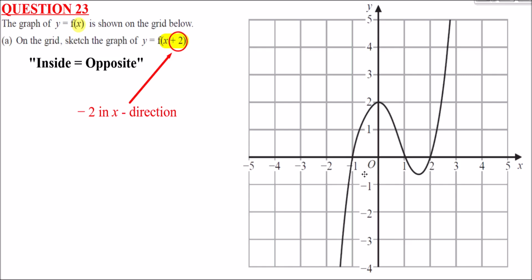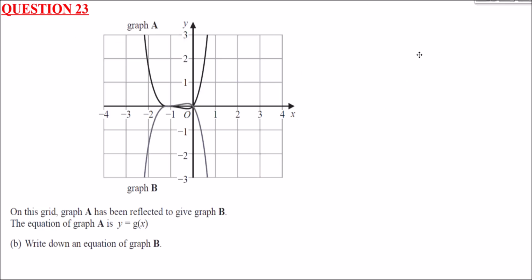So what we need to sketch is something like this in red. So all points just move 2 to the left, but nothing moves up or down. The y coordinates are not affected.